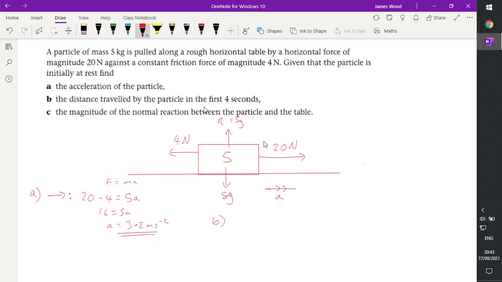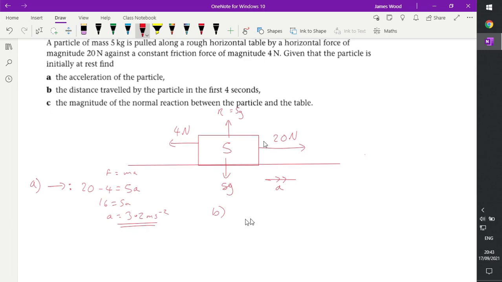B, the distance travelled by the particle in the first 4 seconds. So we're looking for a distance. We've got a time, 4 seconds, and we've actually got an acceleration. So hopefully you've twigged that this is going to be a SUVAT question. So we're looking to find s. We've been given t is 4. We've just calculated a as 3.2. And it also said, given that the particle is initially at rest, so we could say that u is 0.